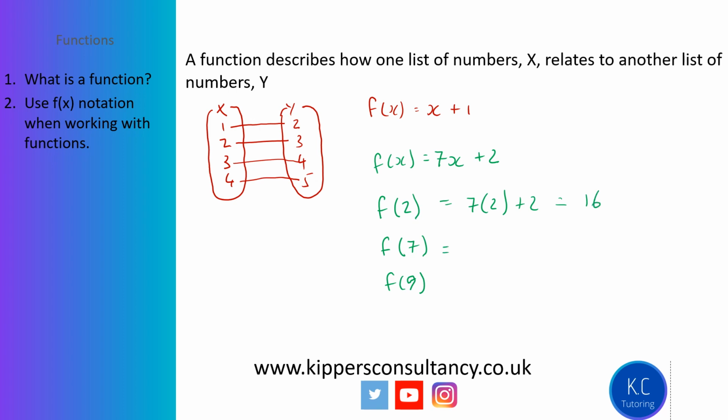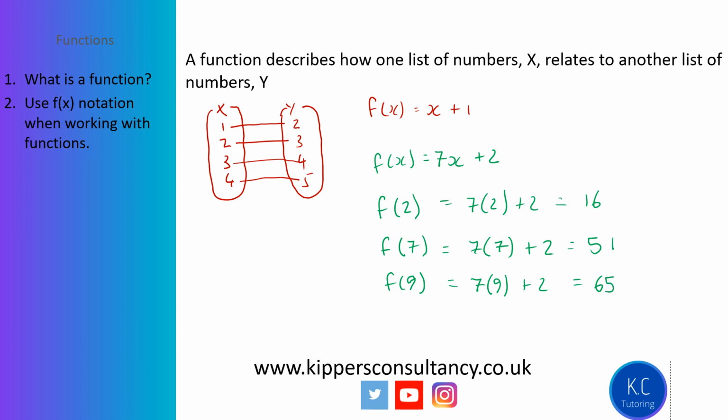f of 7, wherever there's an x in the function, we put a 7. So that's 7 times 7 plus 2 is 51. And finally, f of 9, wherever there's an x in the function, we put a 9. So that's 7 times 9 plus 2, 7 nines are 63, plus 2 is 65.